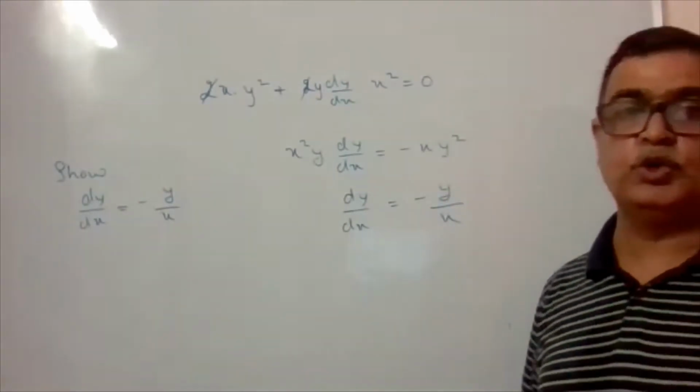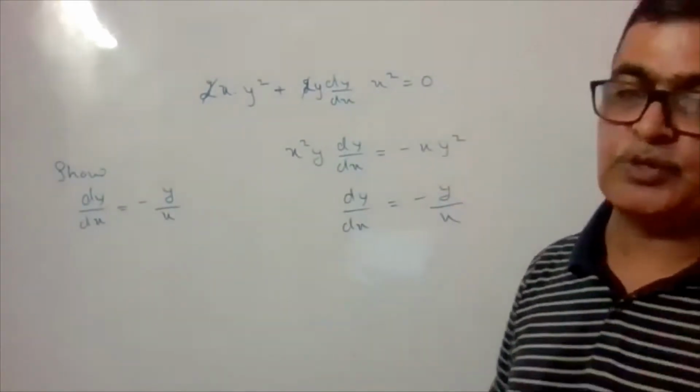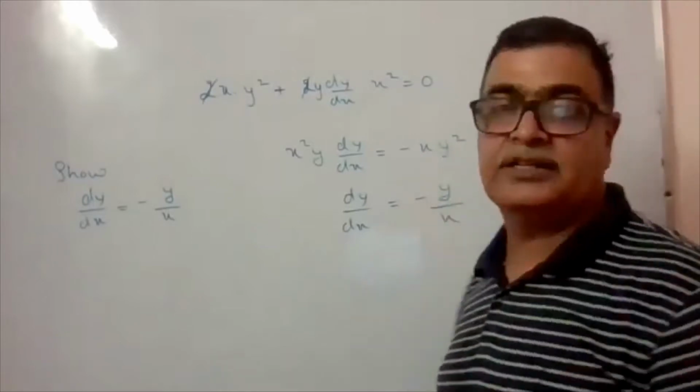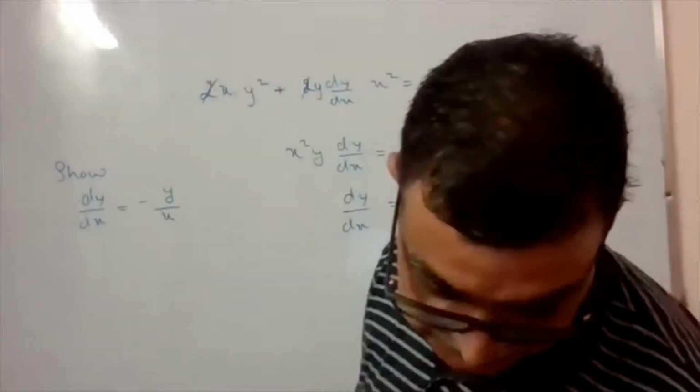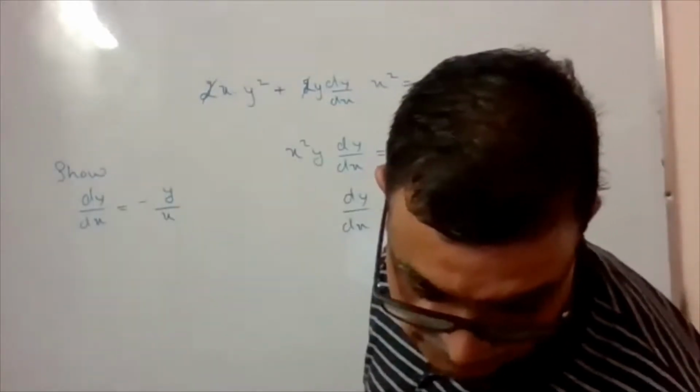So this is the easier way you can do this question. Two ways I told you: one is the complete differentiation which we did last time, and this is another way we can complete this question. Right, next question please.